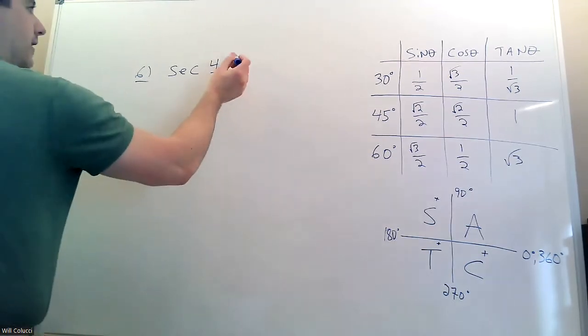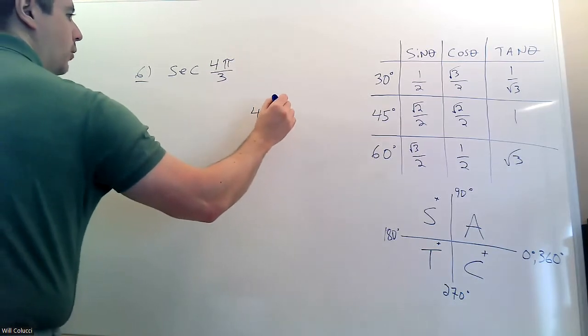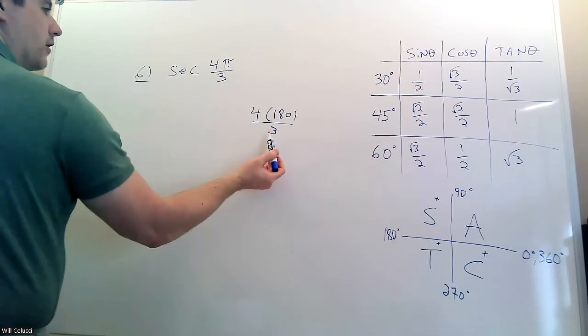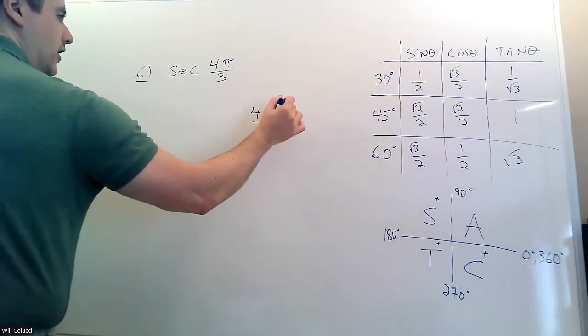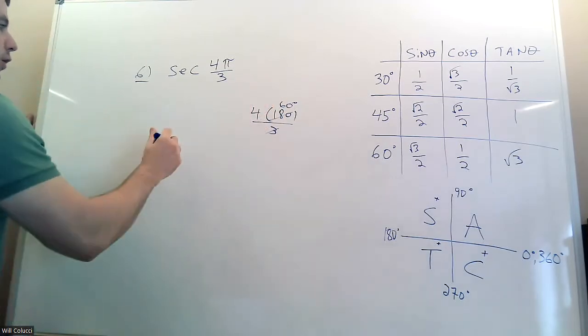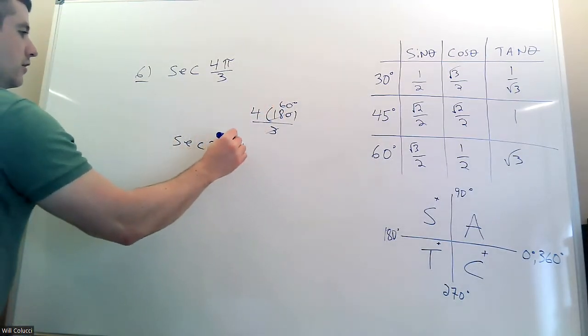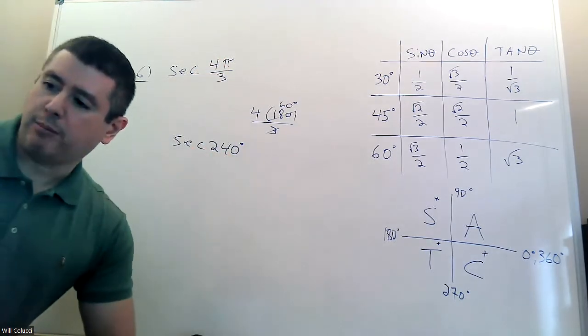So this does me no good, this 4 pi over 3. What you want to do is put 180 where the pi is. You want to divide first. So 180 divided by 3 is 60. And then multiply it by 4. Just double it twice, you get 120 and 240. So I really want the secant of 240 degrees, right? You're just converting from one unit to another unit. You're converting from radians, which has a pi, to degrees.